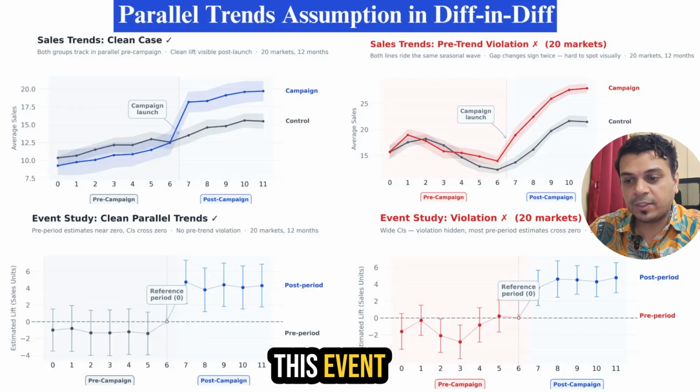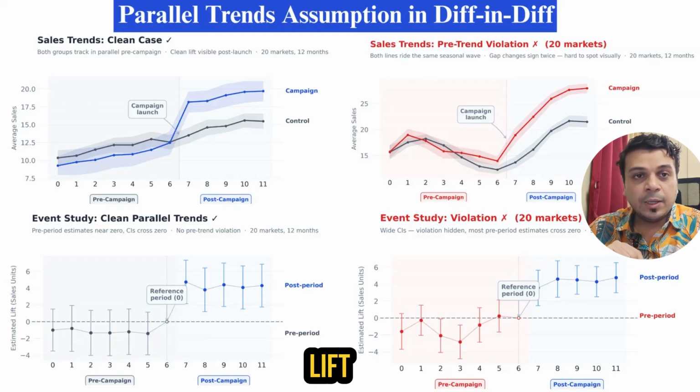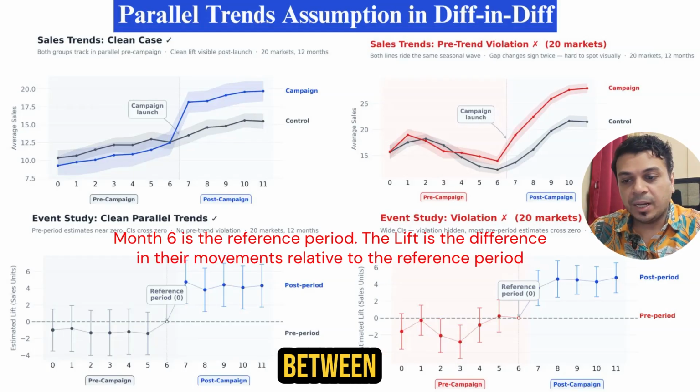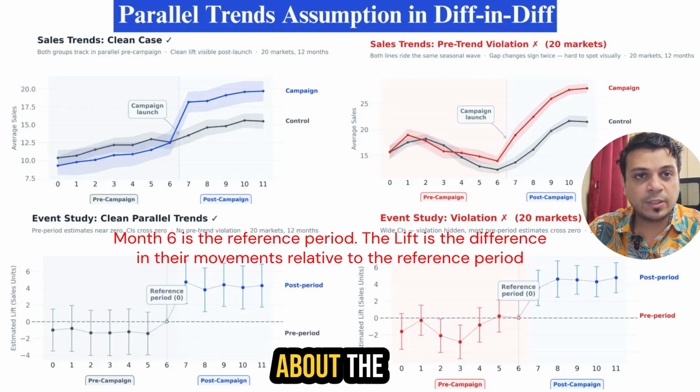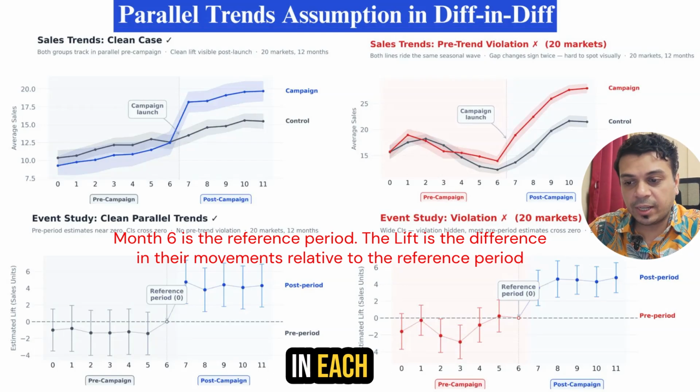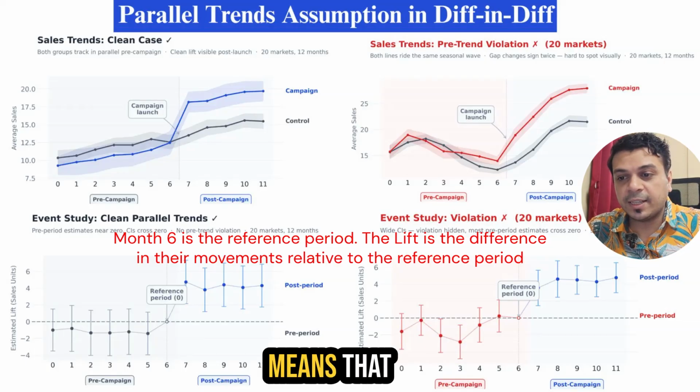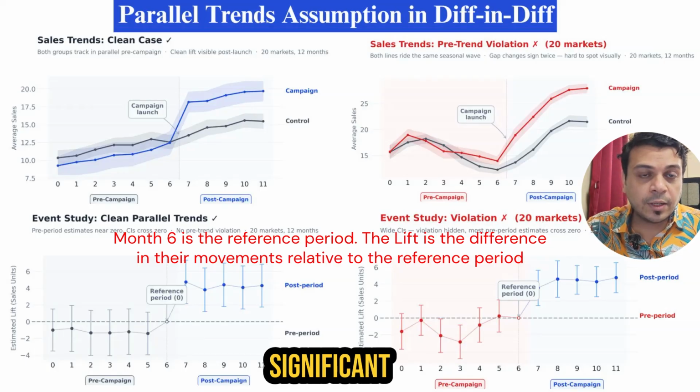So let's understand this event study chart here. On the y-axis, we have the estimated lift, which is simply the difference between the treatment and the control. The difference between the treatment and the control is fairly stable, right? It's not just about the stability. In each case, it includes 0, which means that there is no significant difference between these two.